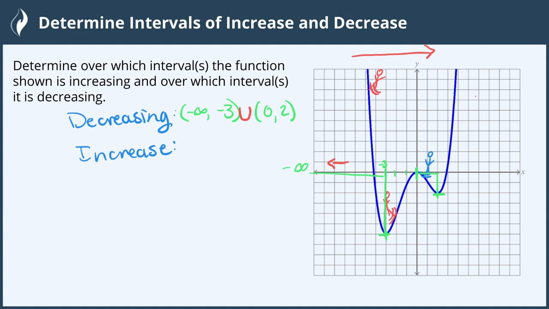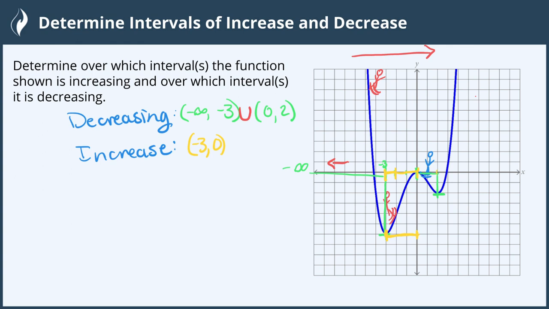Now let's find where the graph is increasing. From this point until we hit the peak here, so from here to here, we have a graph that is increasing. So the skier, or the graph, is increasing from here, right here, -3 until 0. So we go from -3 to 0 using parentheses because we won't include those.